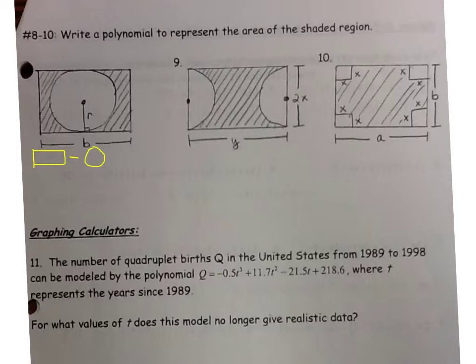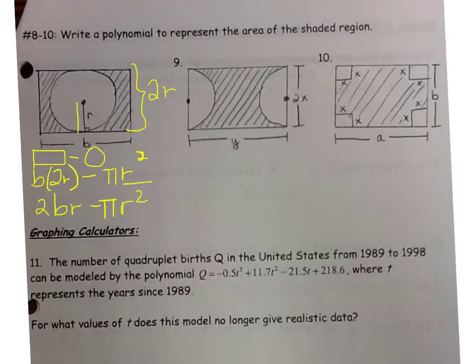So if I do the base times height of the rectangle, I can see it's labeled base B, but the height isn't labeled. And I'm going to label it as 2r. Because if r is halfway across, 2r would be all the way across. So it's b times 2r for the rectangle minus pi r squared for the circle. And really there's not a whole lot you do, so I'm going to write that as 2br minus pi r squared. And that's the formula for the shaded region.